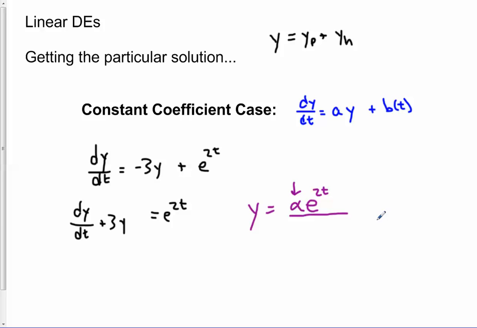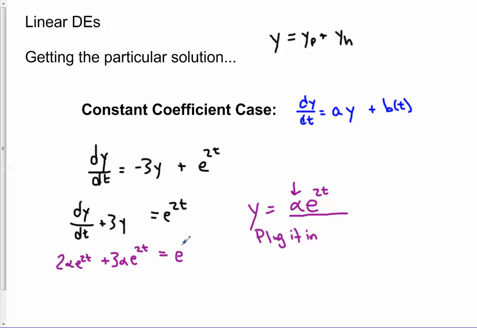So what we do is we plug this in. This is our guess. We're going to plug it in and see if we can make it work by making alpha be the right number. So let's see. The derivative of alpha e to the 2t is 2 alpha e to the 2t. 3 times alpha e to the 2t, okay, 3 alpha e to the 2t.